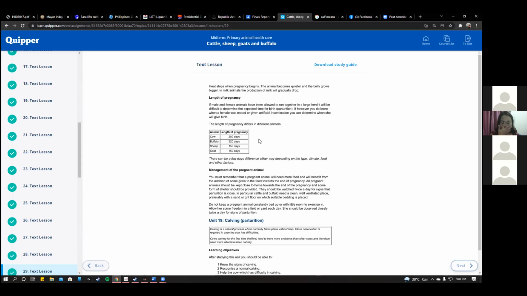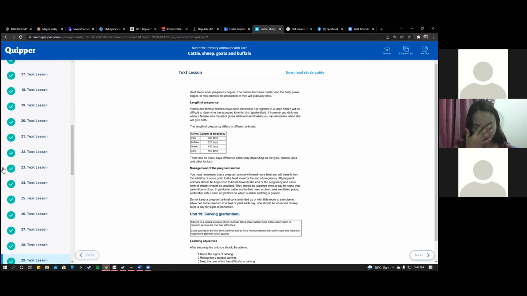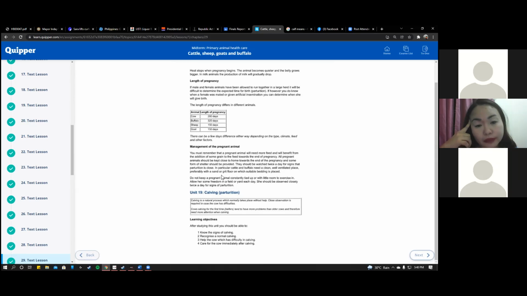So, ano siya mga length of pregnancy sa cow na ay 280 days, sa buffalo 320 days, sa sheep 150 days, and sa goat same na sa sheep 150 days. So, management of the pregnant animals.